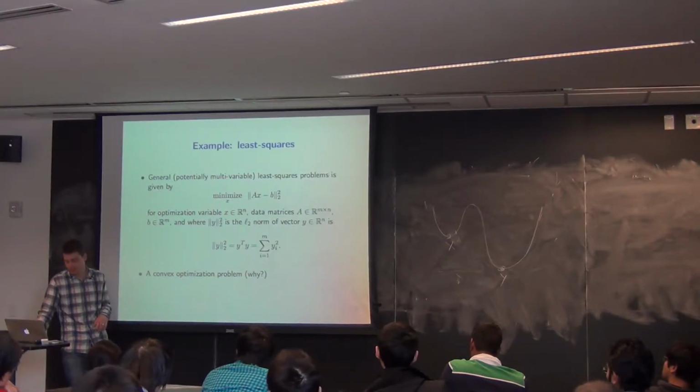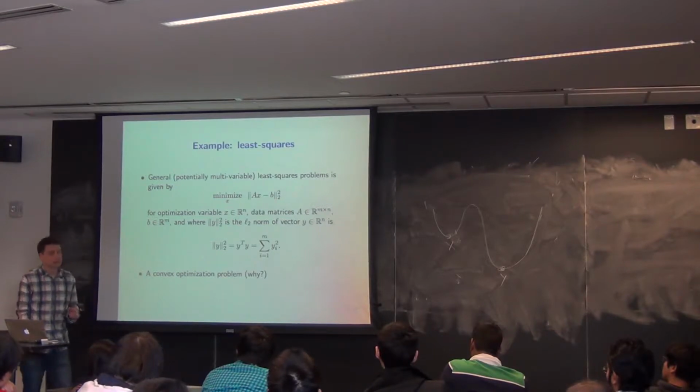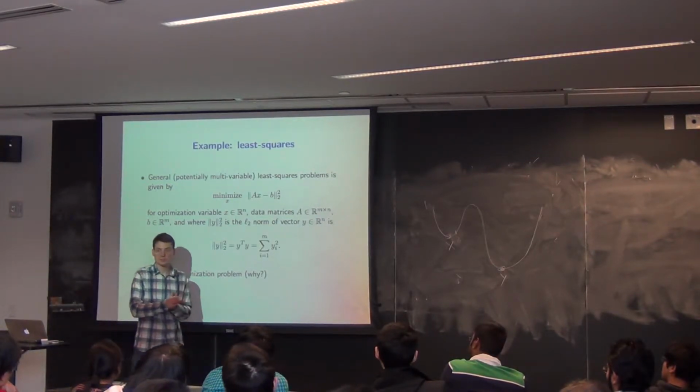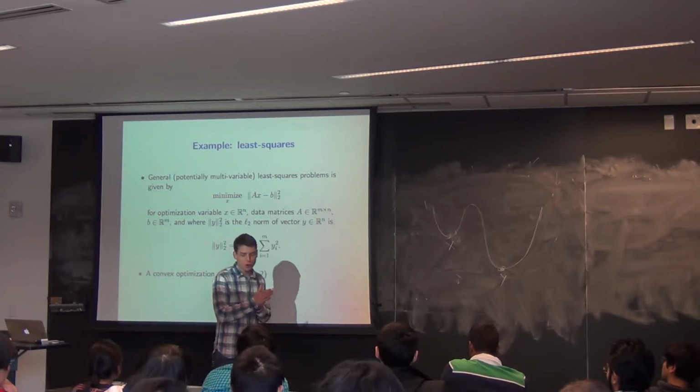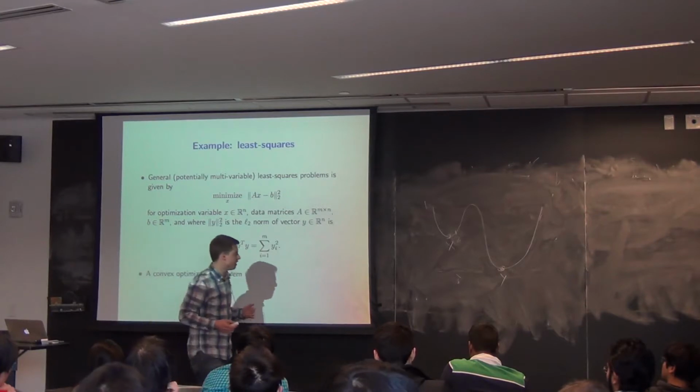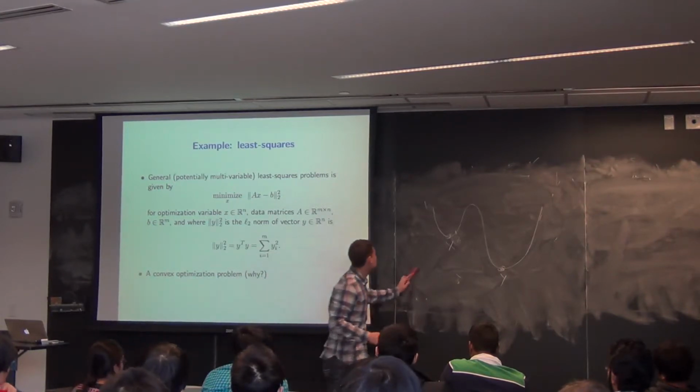Okay, so that's the simple proof there. Now I want to run through a few examples of convex problems. The first one was this least squares problem. Remember, I wrote least squares like this, or motivated it like this.